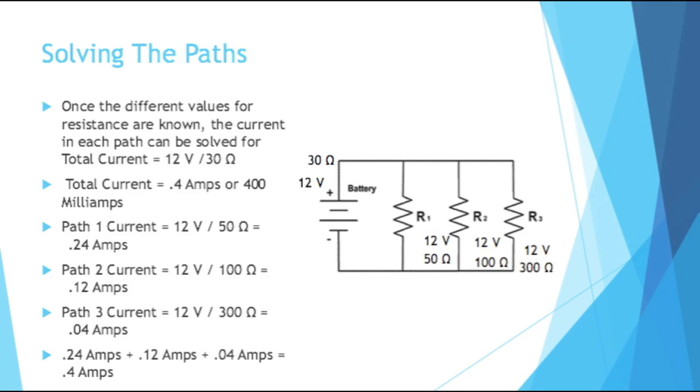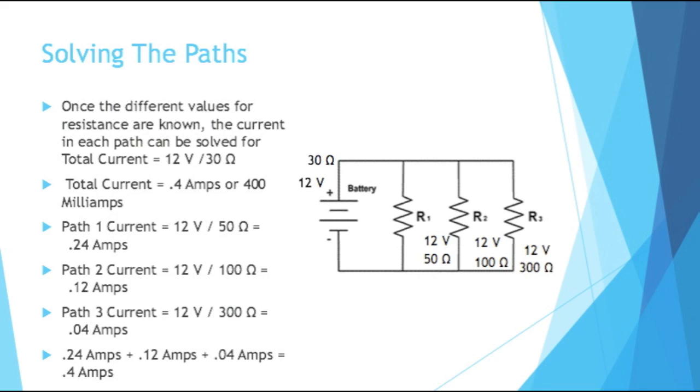Now that we know all the individual path resistances, we can solve for the current on each path. So we know the total current would be 12 volts divided by 30 ohms. So that would be 0.4 amps, also known as 400 milliamps. So the path 1 current, using the same Ohm's law, the same equation, is 12 volts divided by 50 ohms, 0.24 amps. Path 2 would be 12 volts divided by 100 ohms, 0.12 amps. And path 3 would be 12 volts divided by 300 ohms, 0.04 amps.